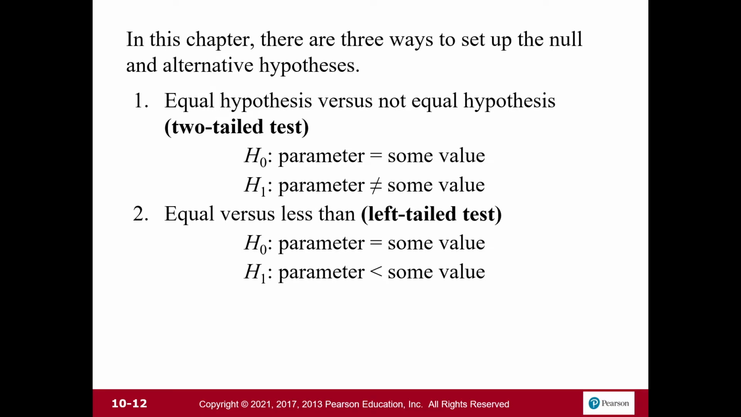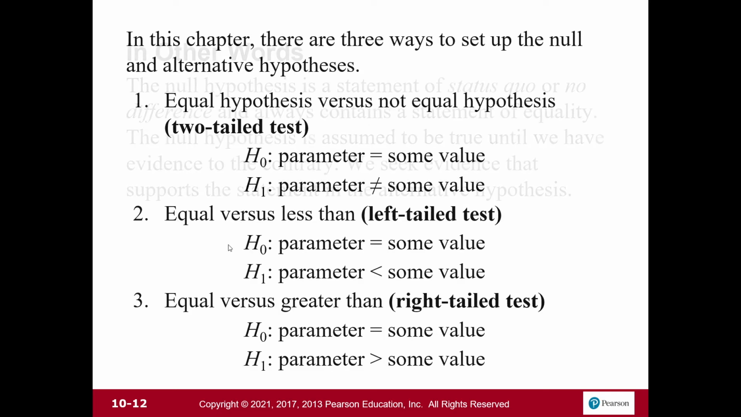The left-tailed test, this is where, again, the null is equal to some value, and that's always going to be the case. The null hypothesis must always be set to some value, and then the alternative, what we're trying to prove true, to reject the null, in this case, is that the parameter is less than some value, and that would be a left-tailed test.